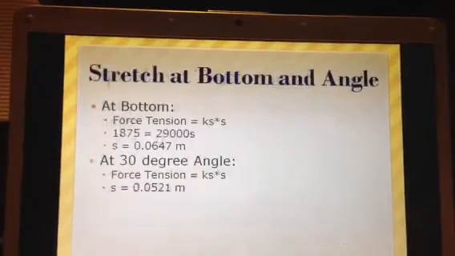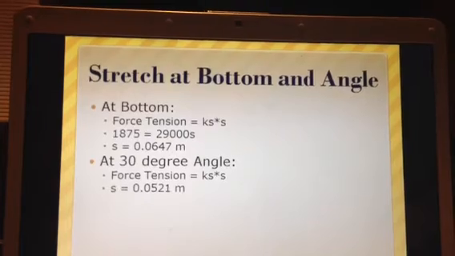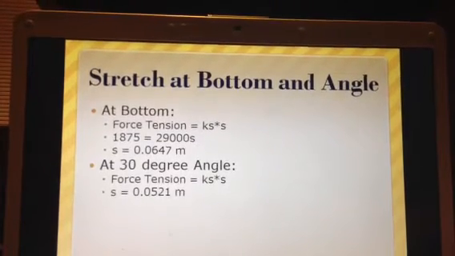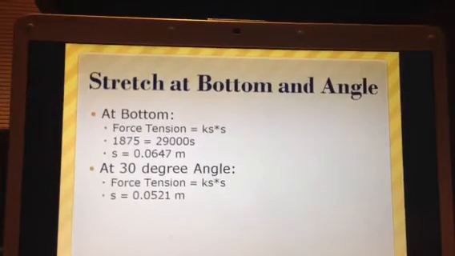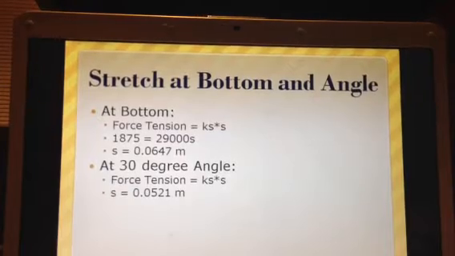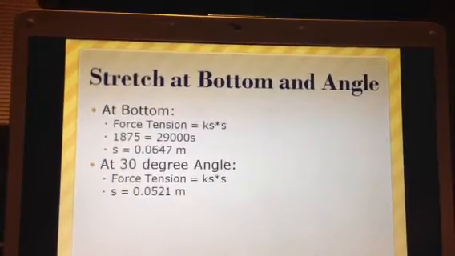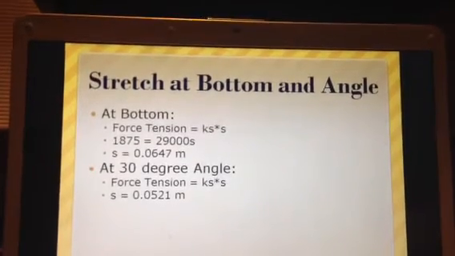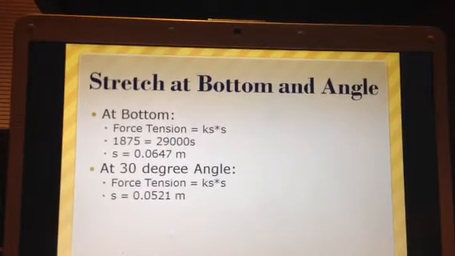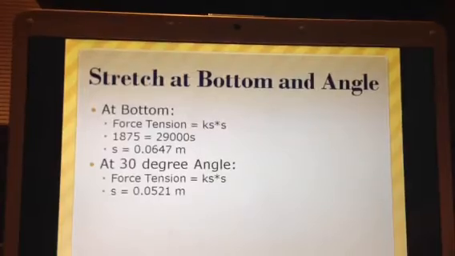1,511.6 newtons. The stretch at the bottom and angle. So at the bottom, force tension is Ks times S. So Ks is 29,000, and the force tension is 1875. So we get S to be 0.0647 meters. At a 30-degree angle, we use the same formula, and we get 0.0521 meters.